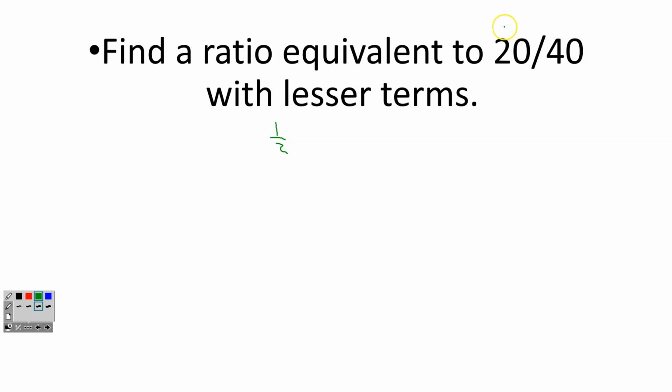If you were to divide both numbers by 10, then you would get 2 over 4. So 2 over 4 would be equivalent to 20/40ths. Or if you were to divide both numbers by 5, you could say that 4/8 is equivalent. So there's a lot of different ways you could do this one in regards to lesser terms. So we're dividing and getting smaller, basically, is what we're using.